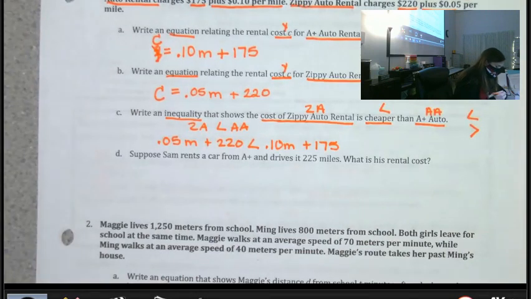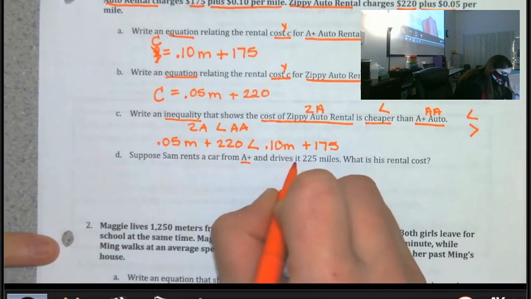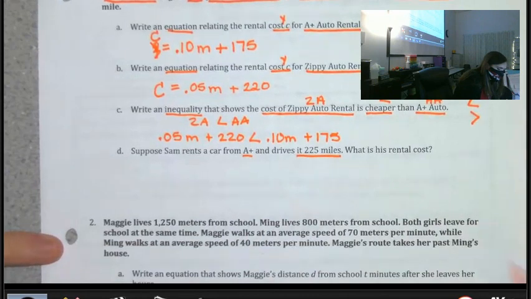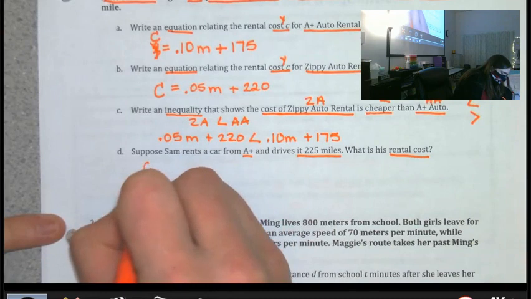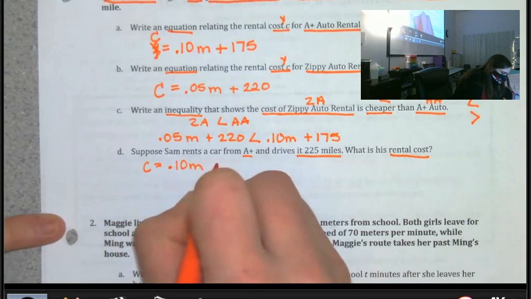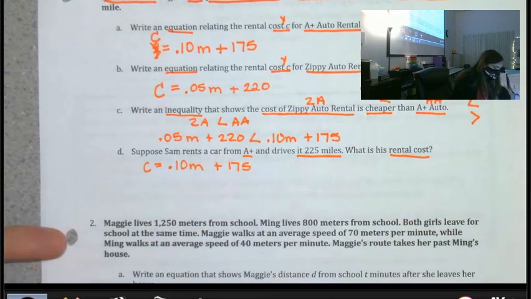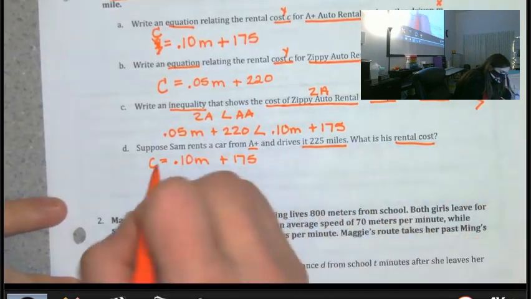All right, and the last question. Suppose Sam rents a car from A Plus Auto and he drives it 225 miles. How much will his rental cost be? So if this was my equation, so I'll rewrite it down here for A Plus Auto, C is equal to 0.10 M plus 175. How would we find out how much his rental cost is going to be if he drives 225 miles? What do I need to do with that 225? Plug it in for M, right? So I'm going to take this and plug it in for M.